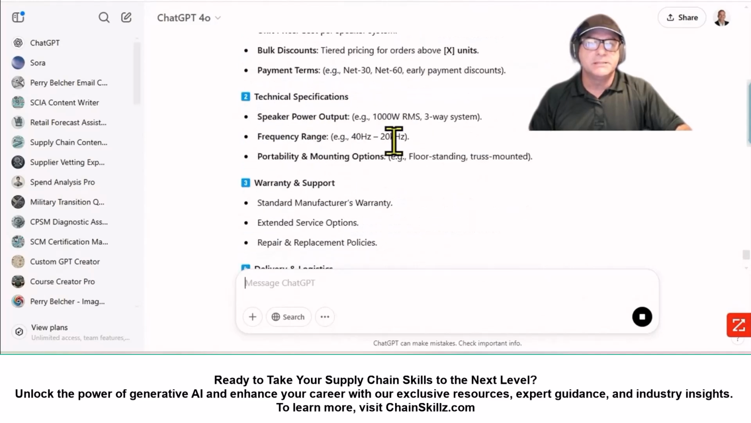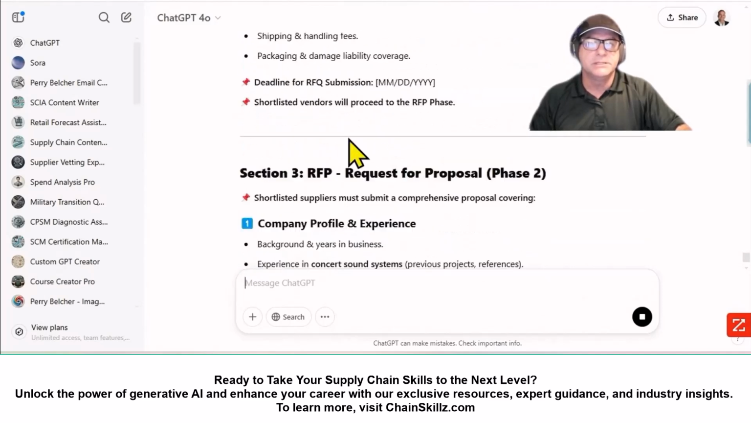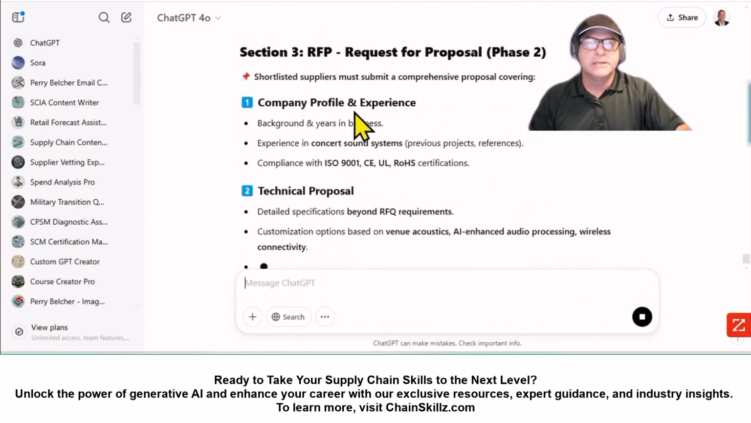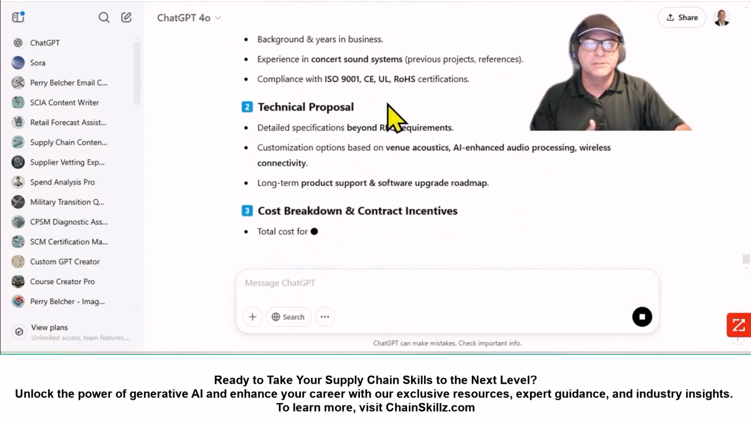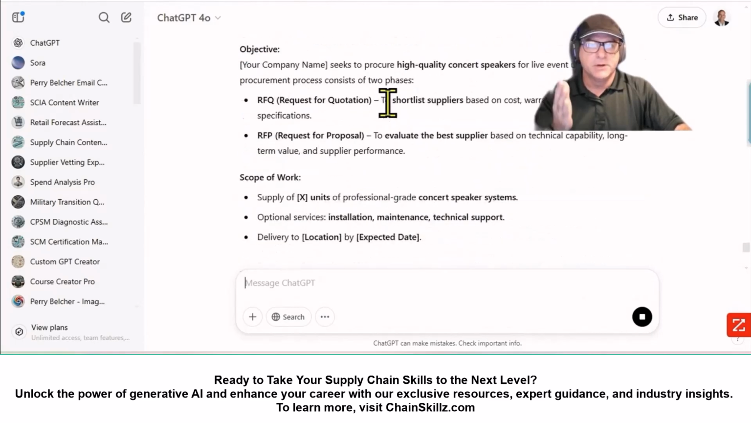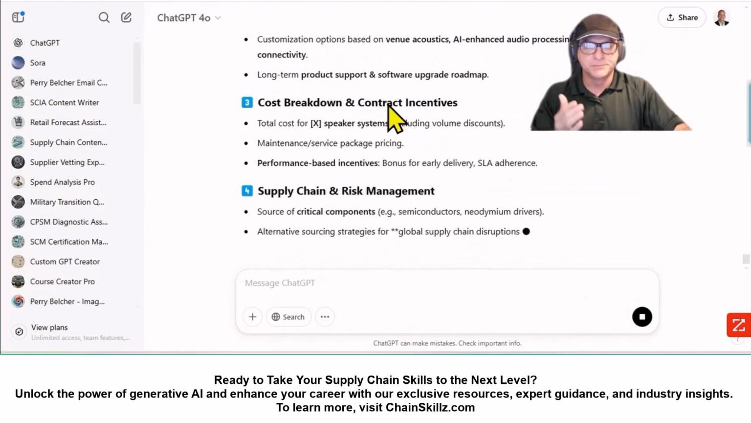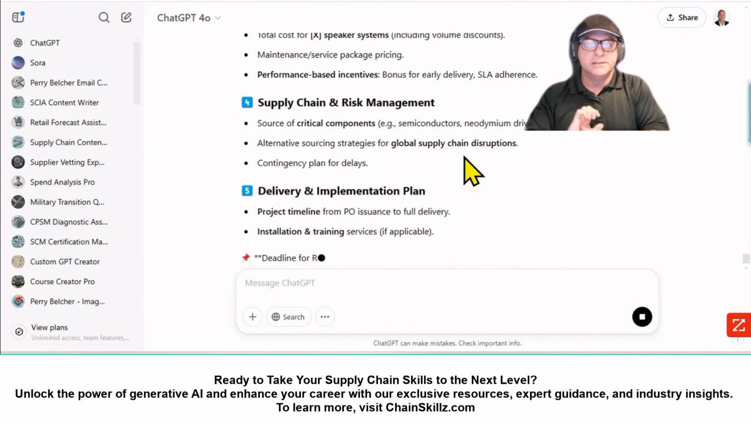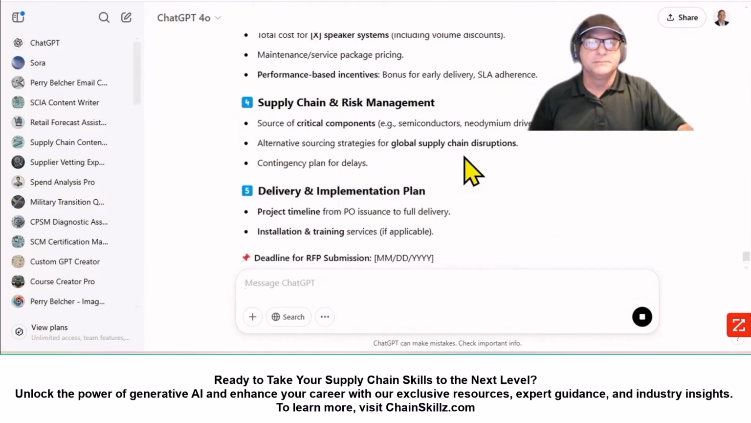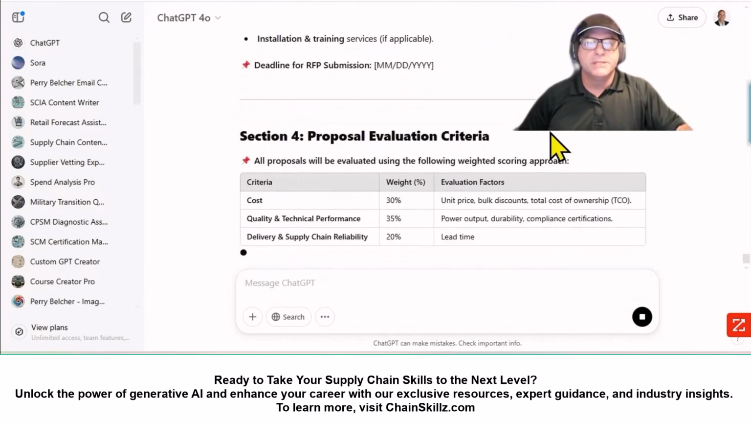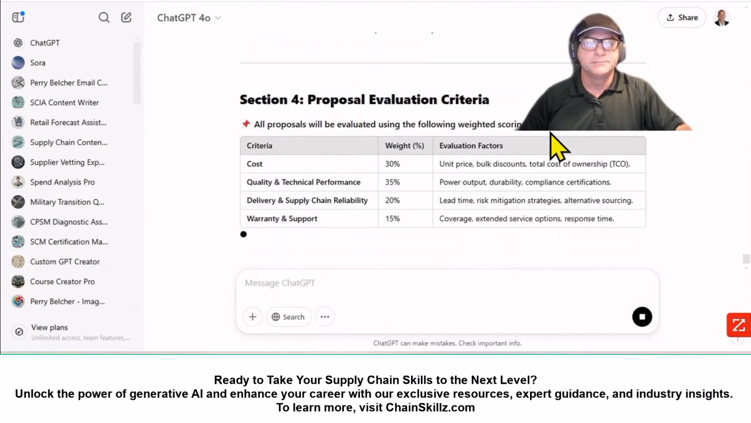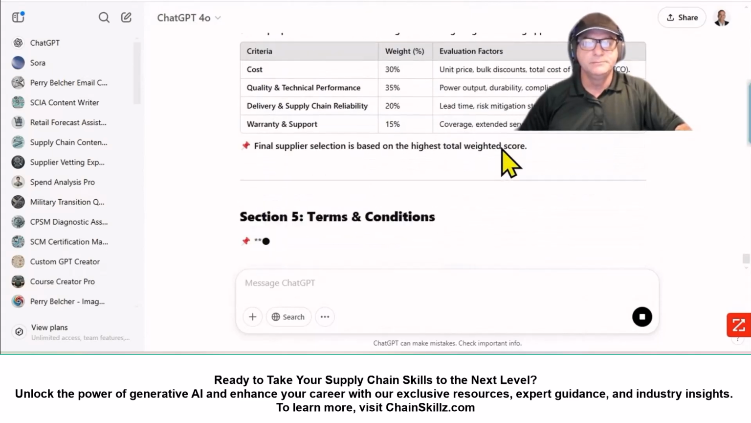Technical specs, warranty, delivery logistics. So now it's giving you RFP, phase 2. So this is phase 1, RFQ. Now we're going to phase 2. Laying all this stuff out. Evaluation criteria, terms and conditions.